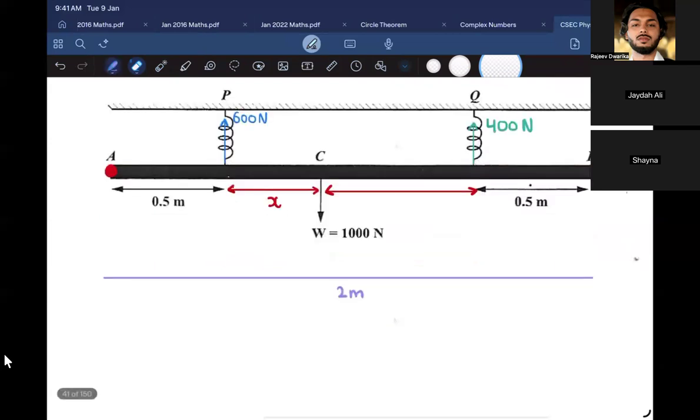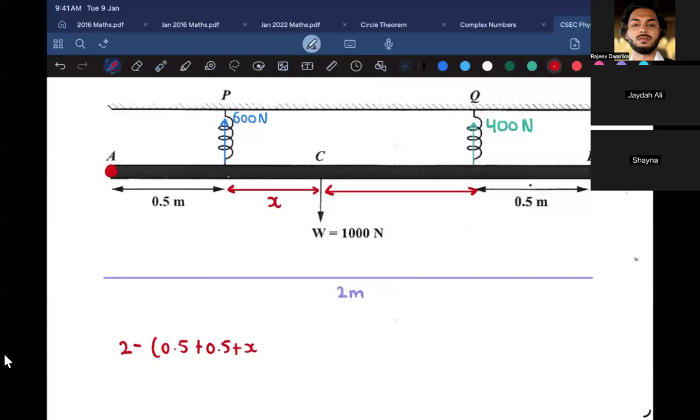Right. So, Shayna, let's add up all the quote-unquote lengths. So we have 0.5 plus x plus 0.5. So it's going to be 2 minus open bracket 0.5 plus 0.5 plus x. Tell me if you understand that, right? Yes, sir. What is 0.5 plus 0.5? 1, right?